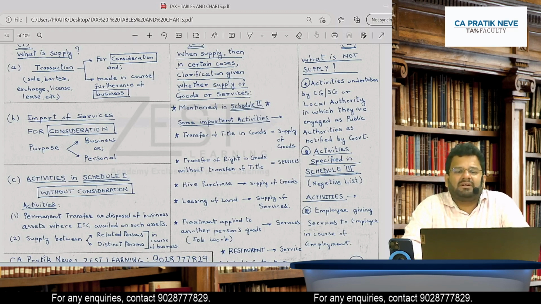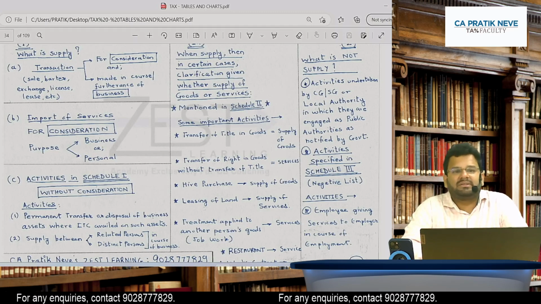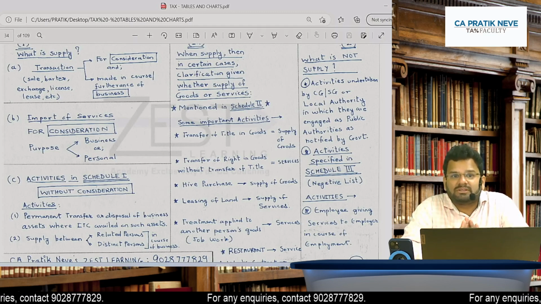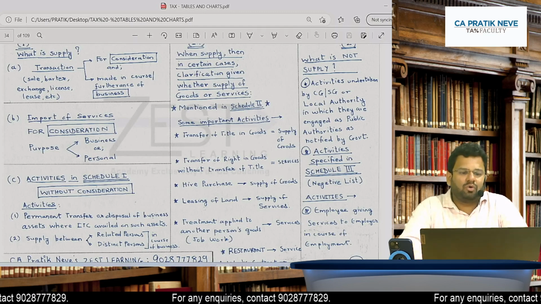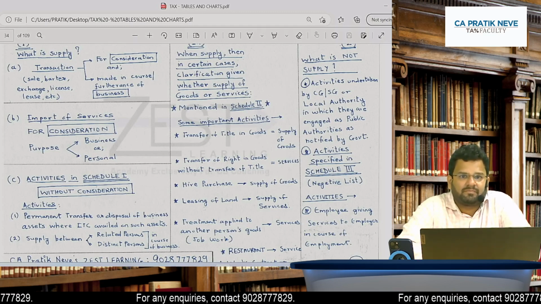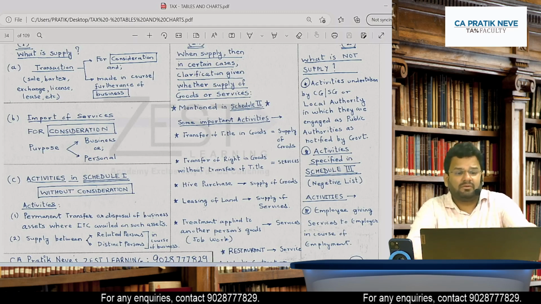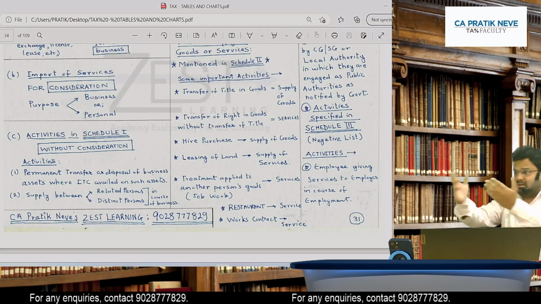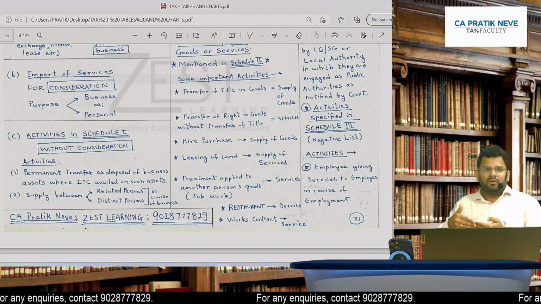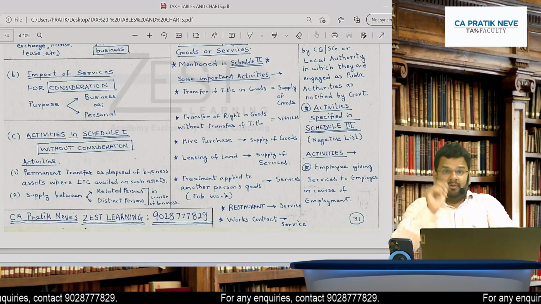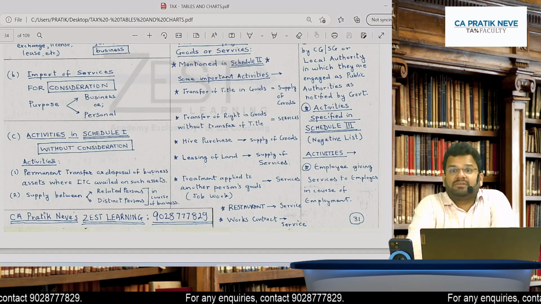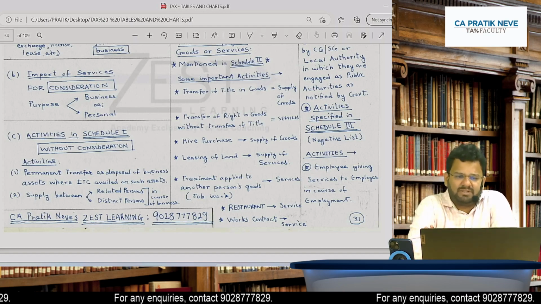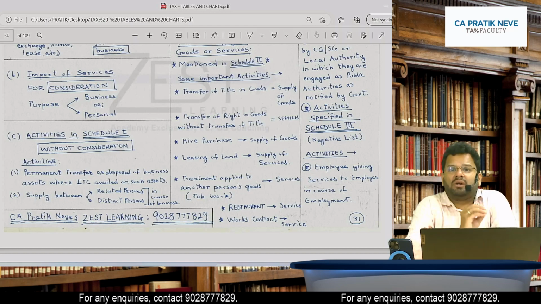So general activities where there is a sale, where there is barter, exchange, license, lease, all this will amount to supply, provided it is in course or furtherance of business. Then whenever there is an import of service, means you are getting a service into India, and that import of service is for consideration, it may or may not be for the purpose of business, then also it is called as supply.